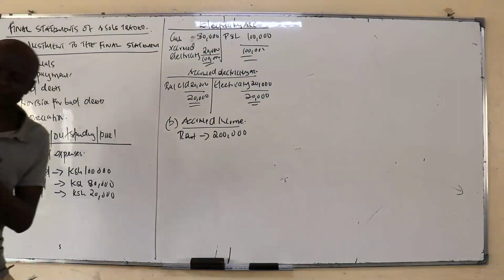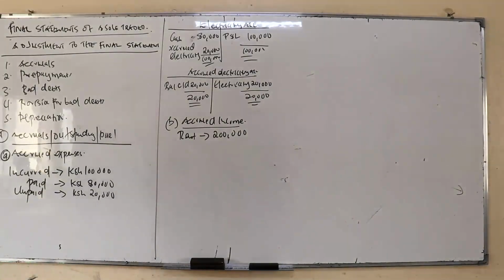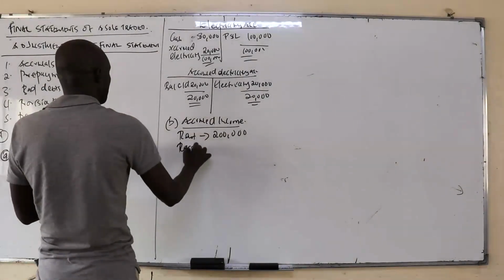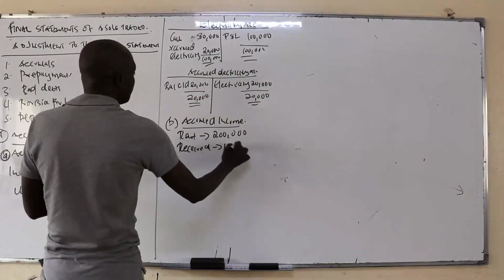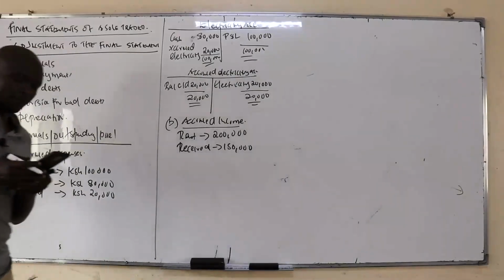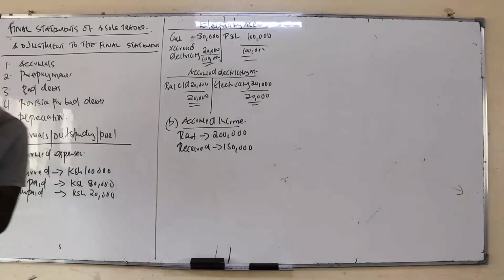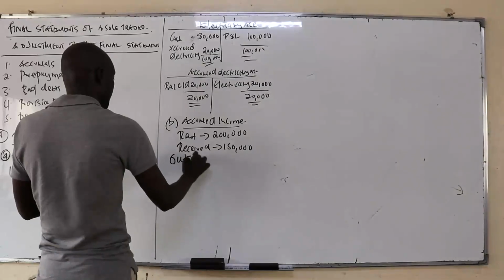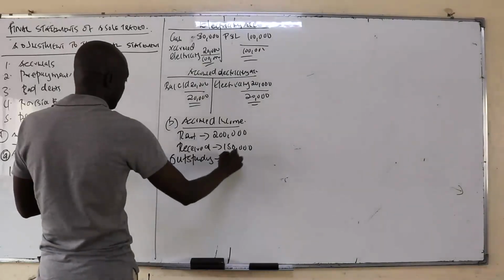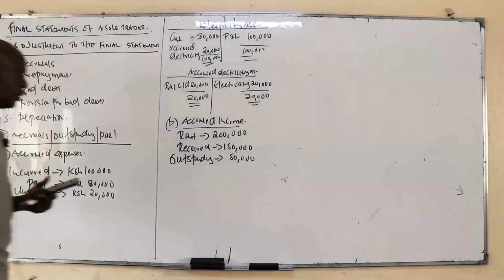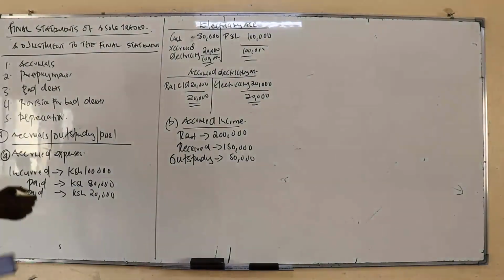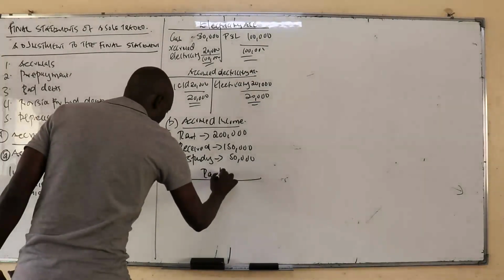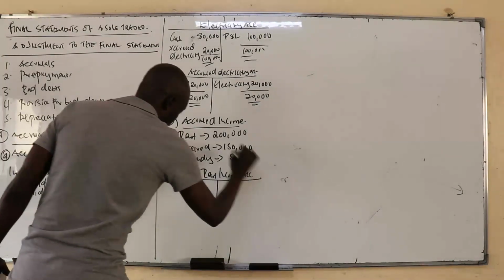So during the year ended 1st December 2009, the tenant had only paid 150,000 in respect of rent. 50,000 was still outstanding. So now how do you show it? If you open the ledger accounts here, you open the rent income account here. We have rent income account.